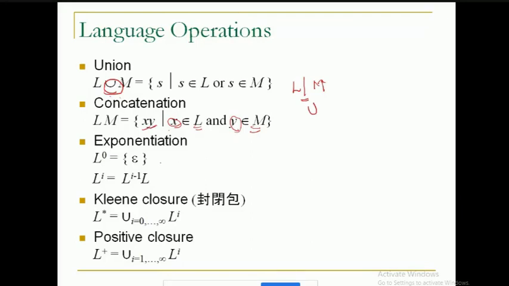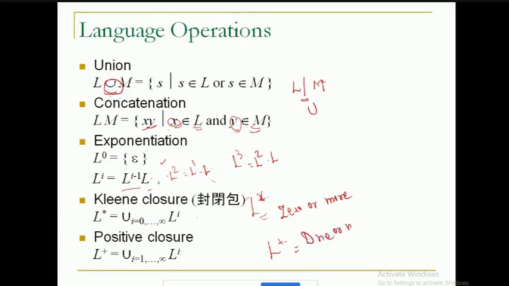Okay. And L power 0 represents epsilon. That means zero occurrences, that is the empty string. And for any occurrence, L square is equivalent to L to the power 1 into L. Similarly, L cube is equal to L square into L. Like that, you can split it. So in general, it is given as L power i is equal to L power i minus 1 into L. Okay. So Kleene closure L star is 0 or more occurrences, and positive closure is 1 or more occurrences.